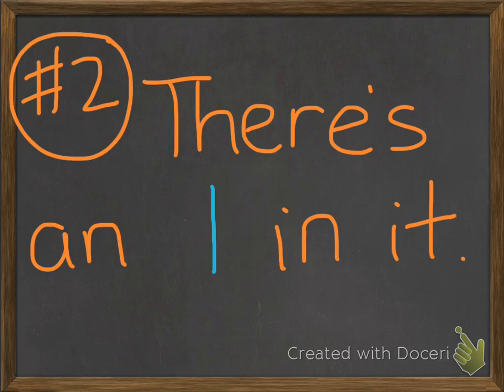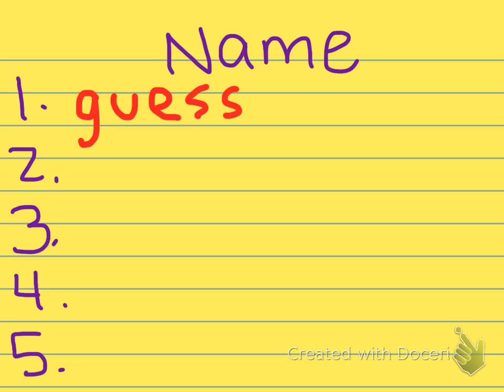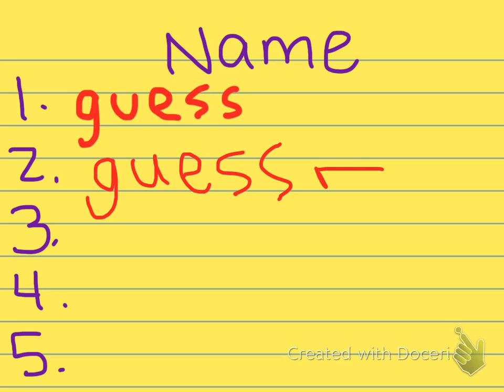Here's clue number 2. There's an L in it. Does your guess have an L in it? If it does, write it again for number 2. If your guess does not have an L in it, you'll need to find a new guess. You cannot erase number 1, but write a new guess for number 2. Number 2's guess has to have an L in it. It might be the same as number 1 if number 1 had an L. All right, we're moving on to clue number 3. Pause the video if you need more time.